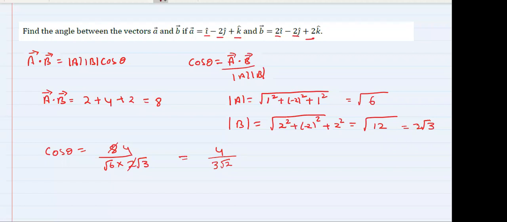It's not 0, right? And no, it's not 1, right? Got it, everyone? So this is your answer. You can just leave it as it is, or you can rationalize and convert into 4 root 2 by 2 into 3. So you can just write like this, 2 root 2 by 3. Okay, this is 2 root 2, not 2 root 3.